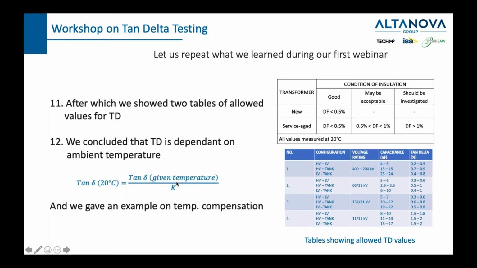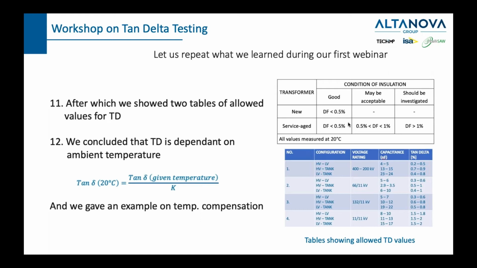Now, let's move on. What we did then, we spoke about the values of tan delta, which are acceptable values and which are non-acceptable values. In the table above, you can see that for a new transformer, we should have a tan delta below 0.5. That is a general rule. For some transformers, it's even less. For some transformers, it might be more, but this is a general rule. So 0.5. And then for service-aged transformers, the tan delta should not be more than 1%.